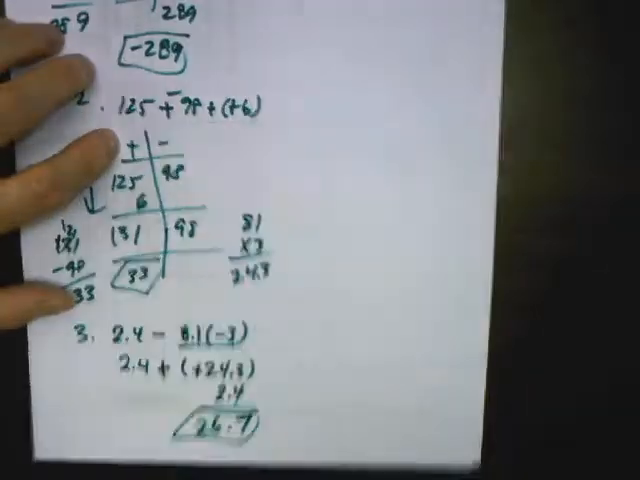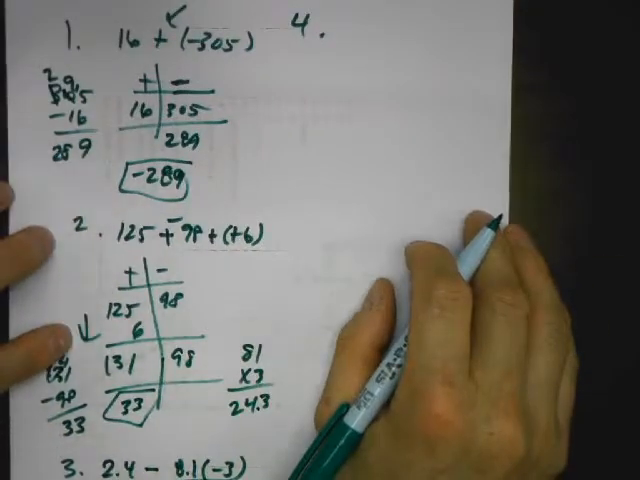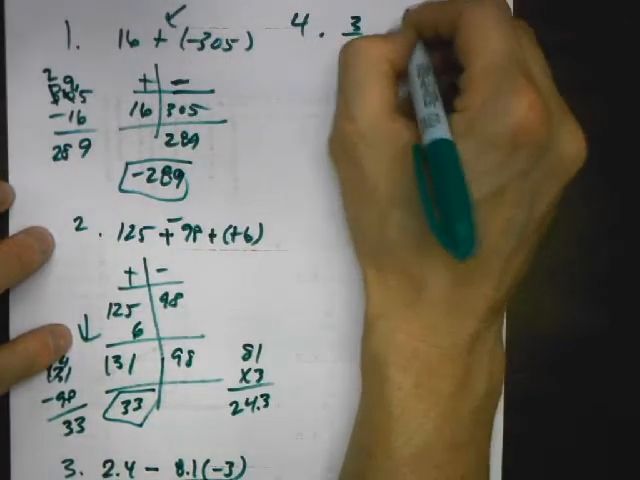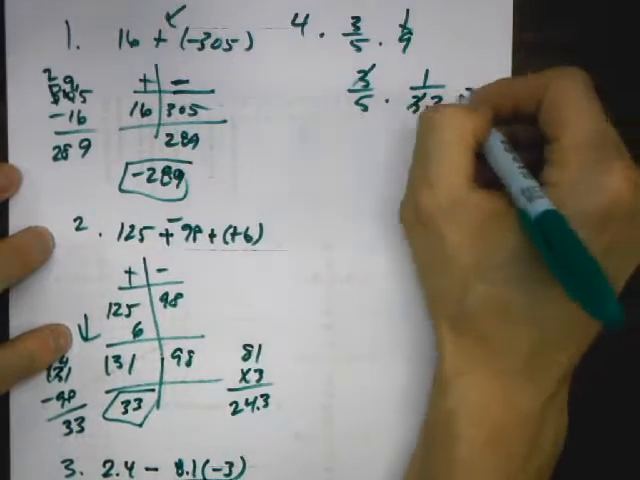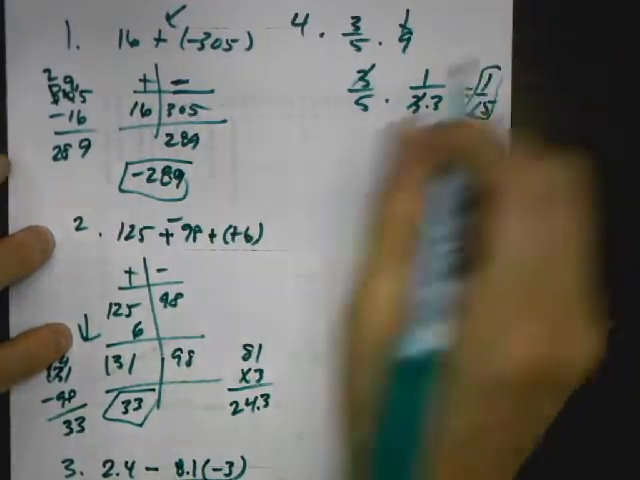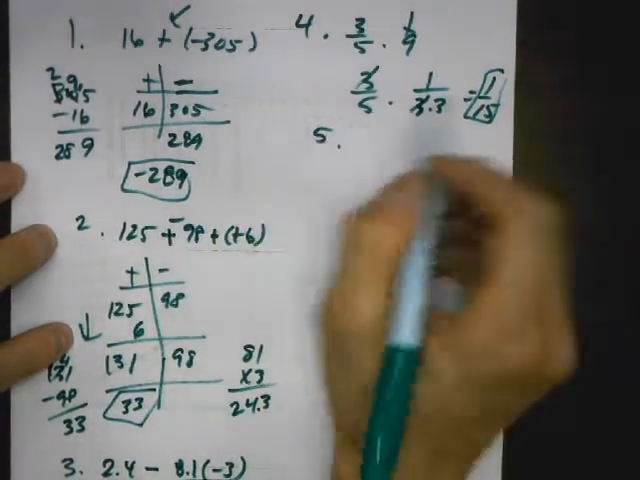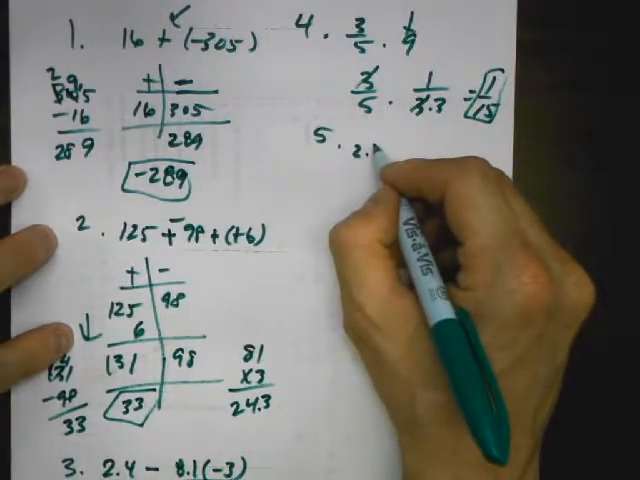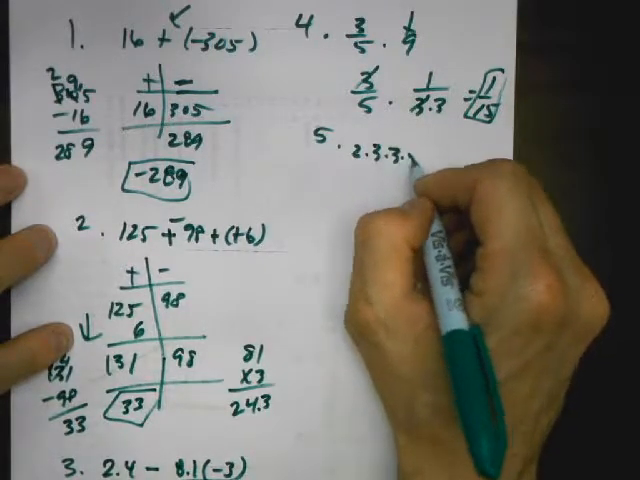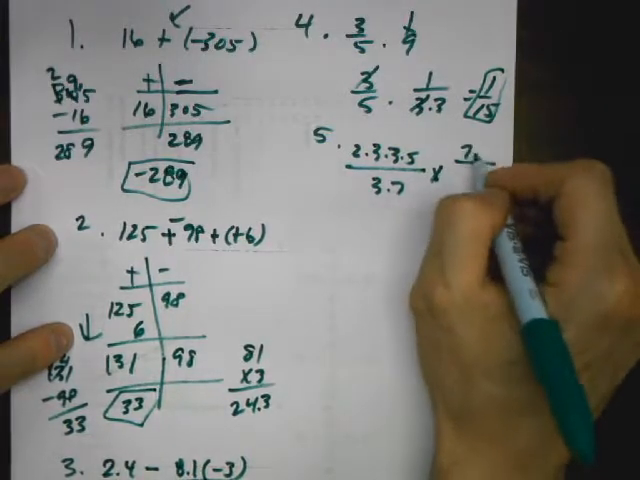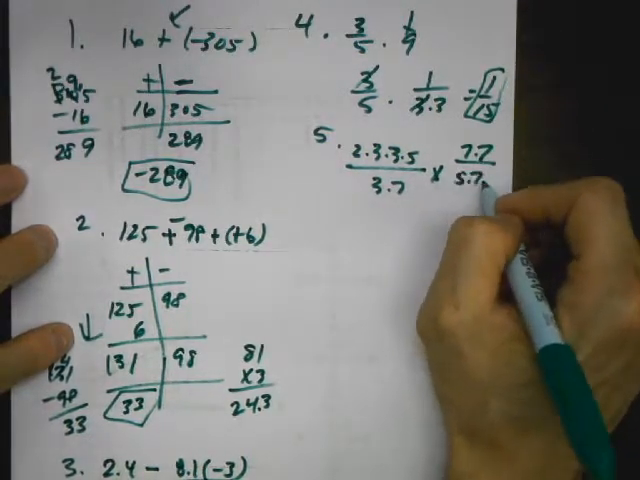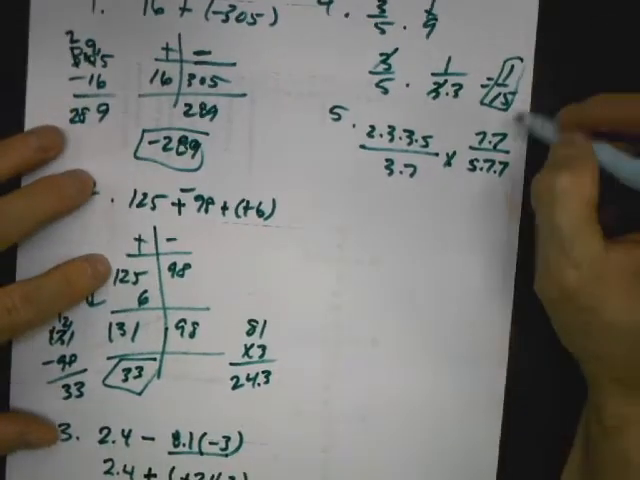Problem number 4, we have 3/5 times 1/9. So I do my factor trees, cross out my 1s, and my answer will already be done. Simplified, that was fun. Number 5, I got 2 times 3 times 3 times 5 over 3 times 7 times 7 times 7 over 5 times 7 times 7. I'm just going to cross out my 1s.